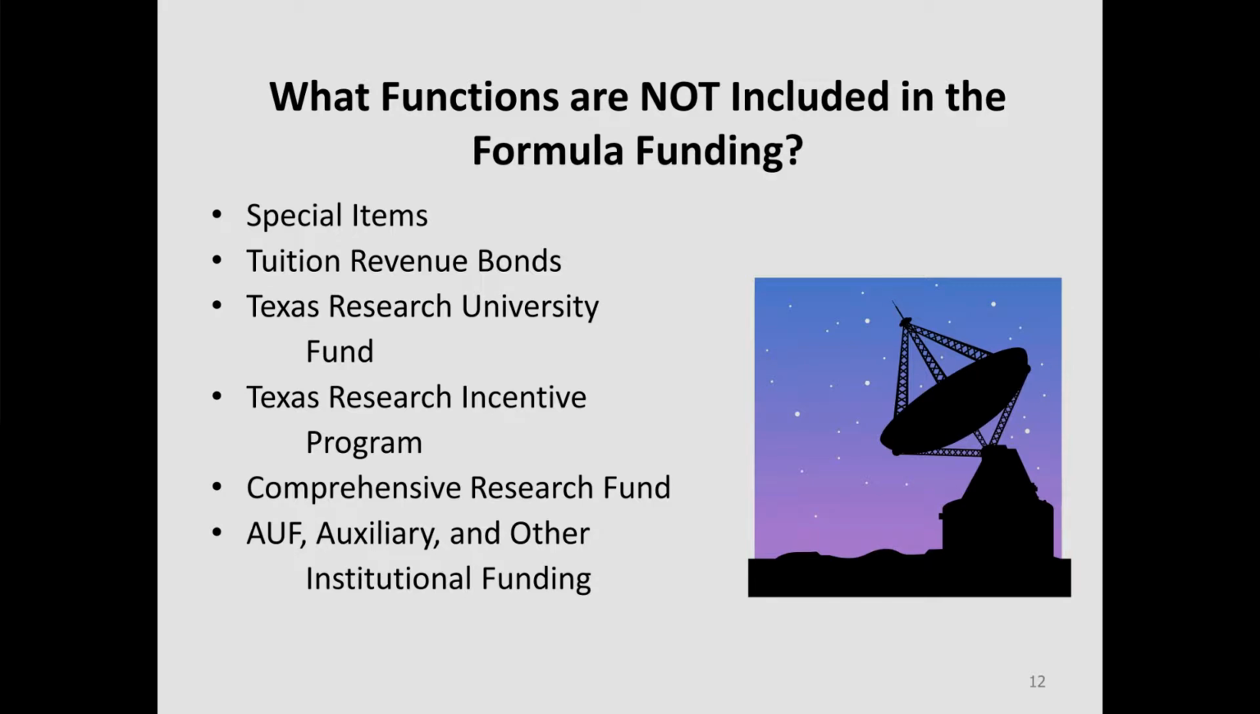And then the non-formula funding, the things not in the formula, as I mentioned, the special items. Sometimes we receive tuition revenue bonds, or TRBs as it's often called, and those are to fund capital renovations, new buildings, things like that. The legislature may allocate those during certain sessions, not every session. And then there's various research funding for those who are already a research university and those that are emerging research universities. And then the available university fund I talked about, and I'll talk a little bit more about the auxiliary and institutional funding.